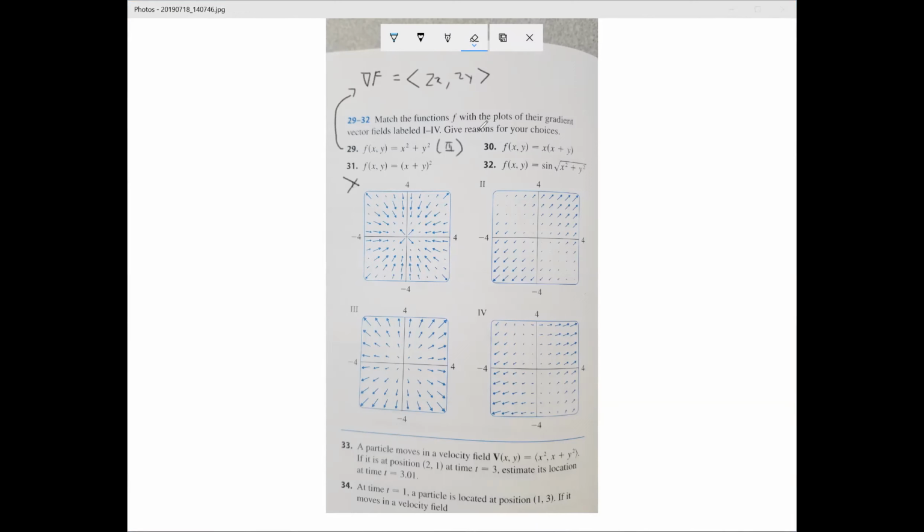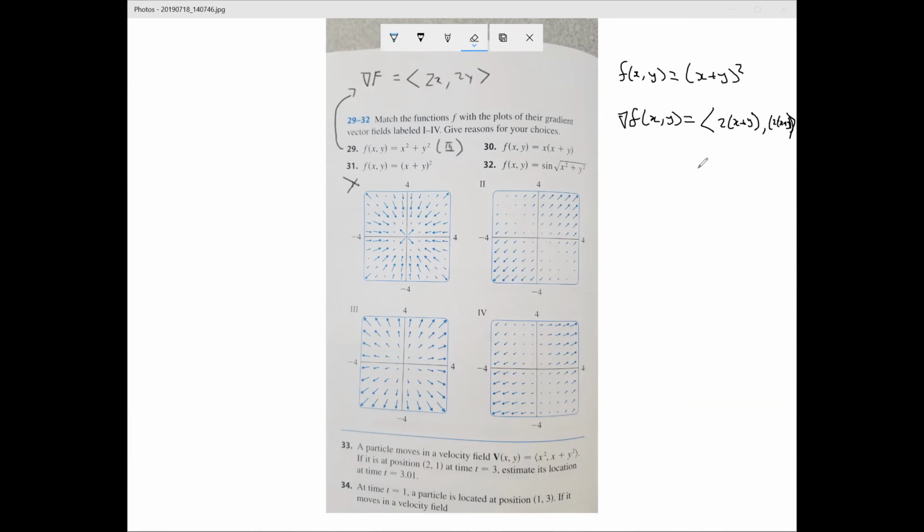For 31, we have f(x, y) equal to (x plus y) squared. Finding the gradient of f(x, y) is going to give me, for the x component, 2(x plus y), and the y component is actually going to be the exact same thing. So they're actually going to behave the same way for x and y.